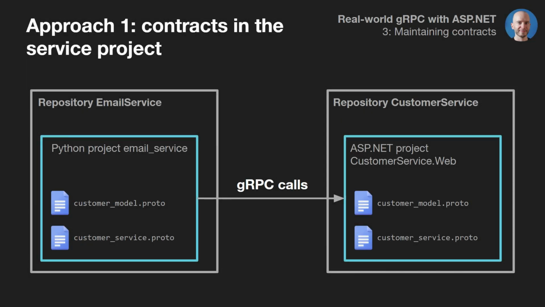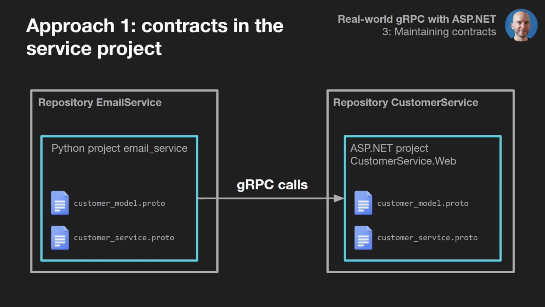The first approach is arguably the simplest, and it is what is most often included in beginner tutorials for using gRPC with ASP.NET, where the proto contract files are directly included in the ASP.NET project, and they need to be duplicated in the repository of every application requiring the contracts.